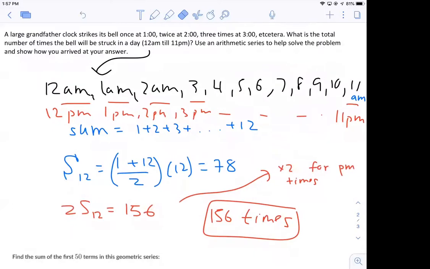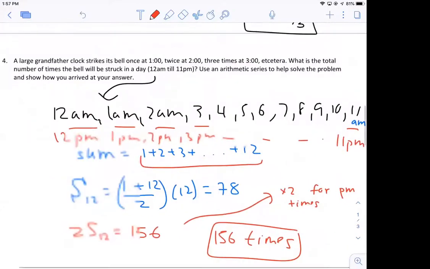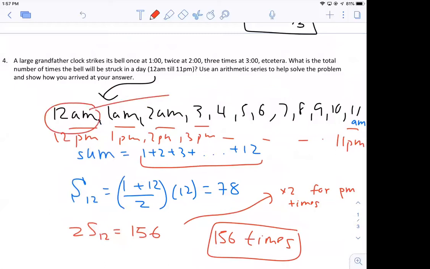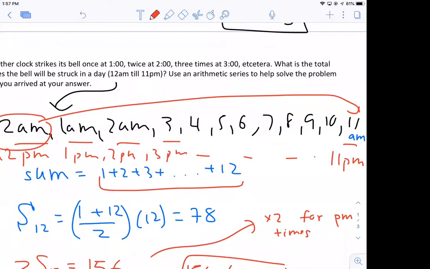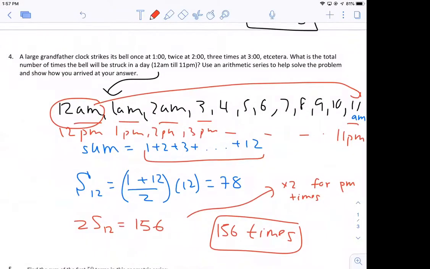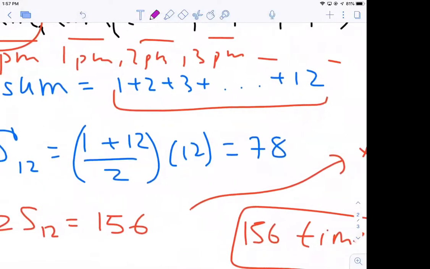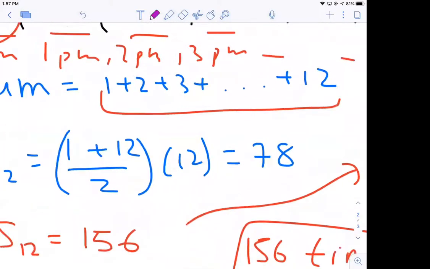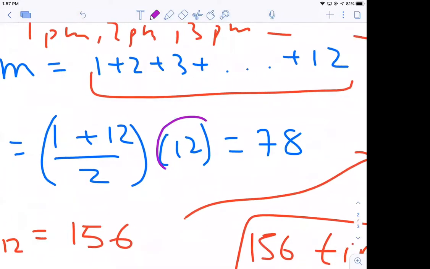So really, we're just adding up the numbers from 1 to 12. In the sequence, it starts at 12, but a series is a sum. So if I want to add up the numbers, I'm just going to move this 12 to the end, and then I can see this sequence of 1, 2, 3, 4, 5 up until 12. That's a very simple arithmetic sequence, where I start at 1 and I'm adding 1 each time. The sum of an arithmetic sequence of numbers from 1 to 12 is the average of the first and last terms, so (1 plus 12) over 2, times the number of terms, which is 12.